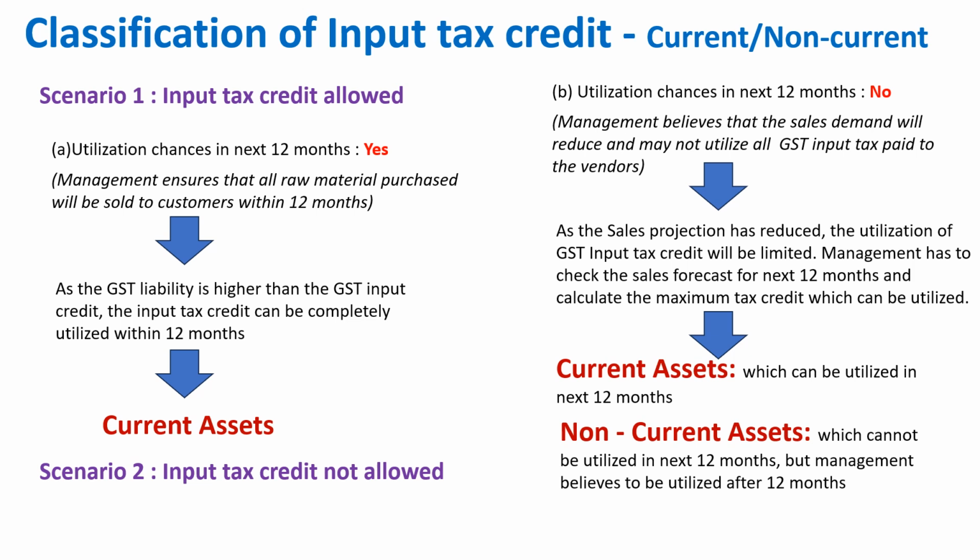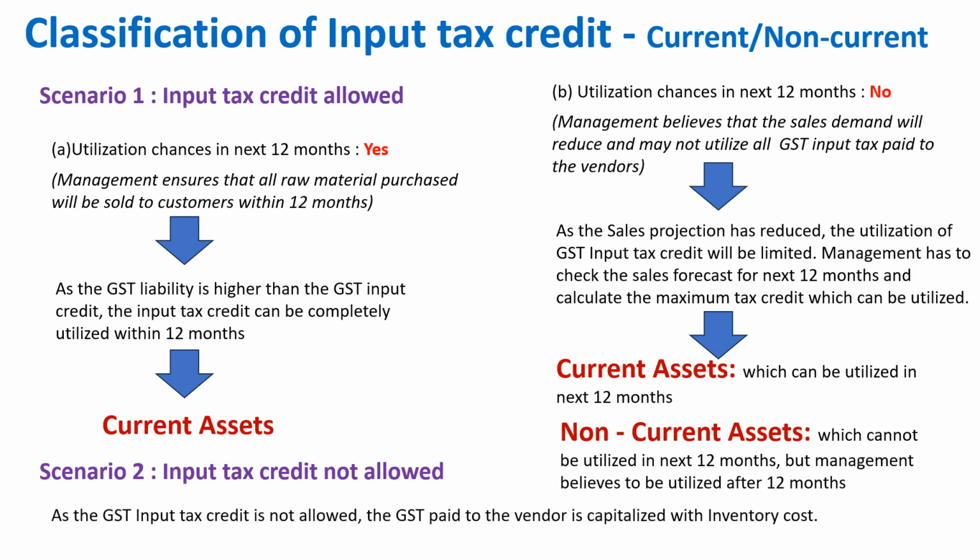Now, in case of scenario 2, where input tax credit is not allowed, as the GST input tax credit is not allowed, the GST paid to the vendor is capitalized with inventory cost. There is no need for classifying into current and non-current because no tax credit is availed by the company.